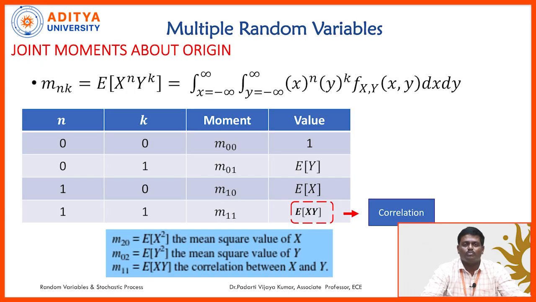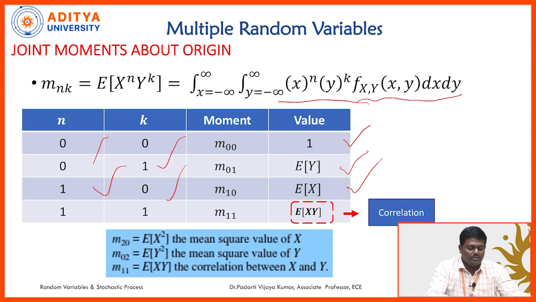The mathematical formula for joint moments about the origin is expectation of x power n y power k. If it is a continuous random variable, this is the formula. When n is equal to 0, k is equal to 0, m 0 0, its value is equal to 1. When n is equal to 0, k is equal to 1, m 0 1 is nothing but expectation of y. When n is equal to 1, k is equal to 0, m 1 0 is expectation of x. When n is equal to 1, k is equal to 1, order is 2, m 1 1 is expectation of xy.